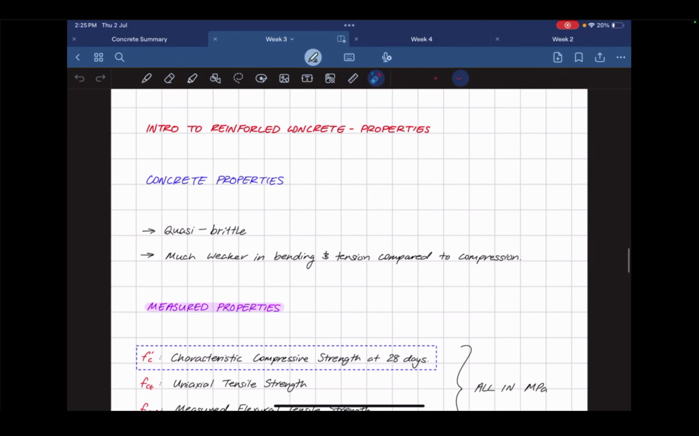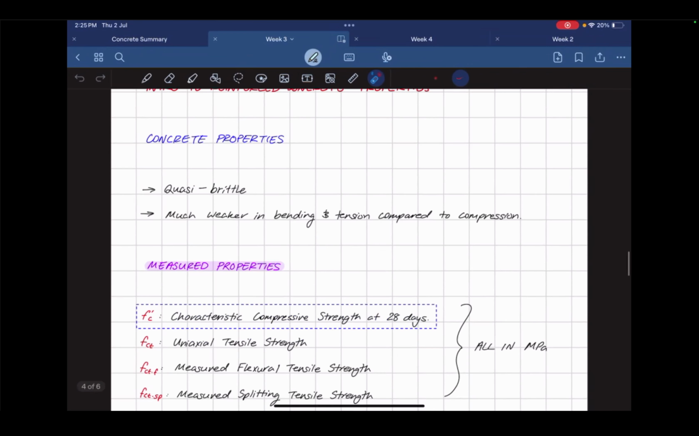Properties of reinforced concrete. There are two different materials in reinforced concrete: the steel bars and the concrete. I'm going to cover them separately. Concrete properties first. Something you should have covered is that it is quasi-brittle.